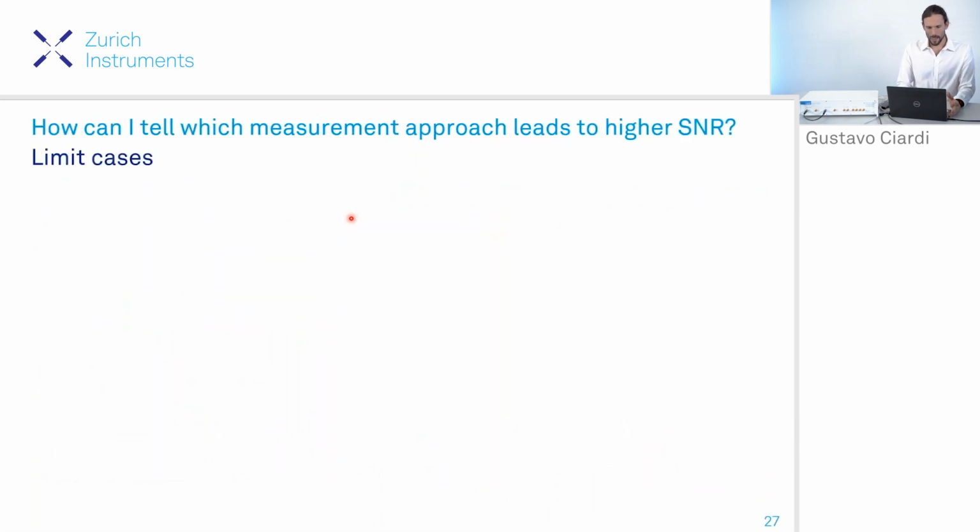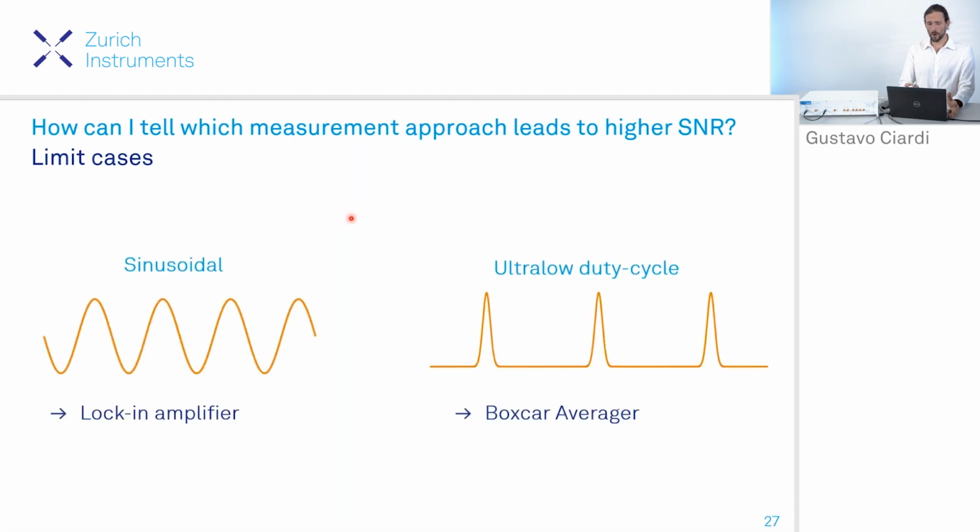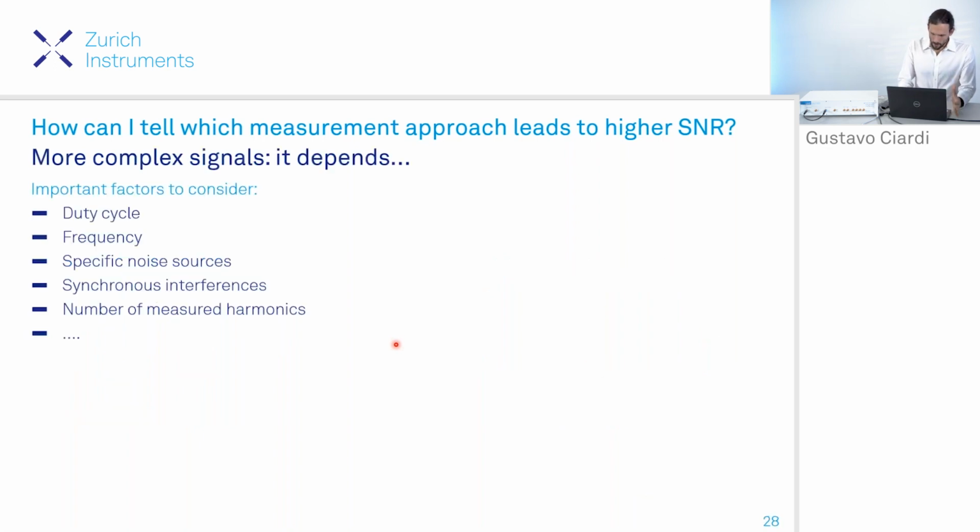Now, I know that many of you may be asking yourselves, okay, this is all nice, but how can I tell which measurement approach leads to the best SNR for my experiment? Is there a recipe for this? Well, for limit cases, we can say that if we have a signal that is basically purely sinusoidal, for sure I would like to measure my signal with the lock-in amplifier. At the same time, if I have a signal whose duty cycle is ultra low, for sure the Boxcar averager will be the best choice. However, for more complex signals, which is generally the case, there is no straightforward answer to this question.